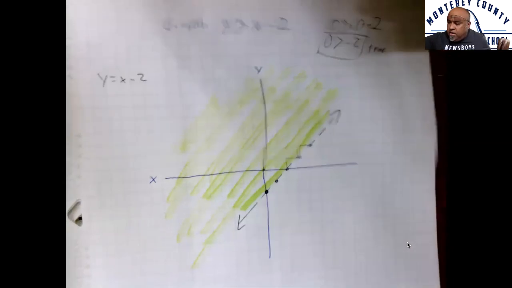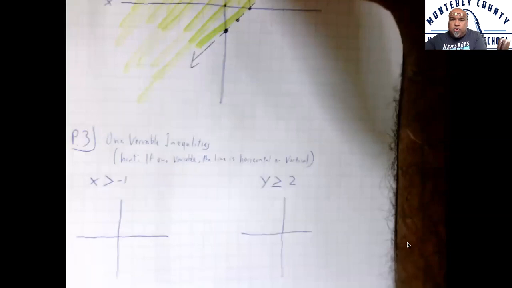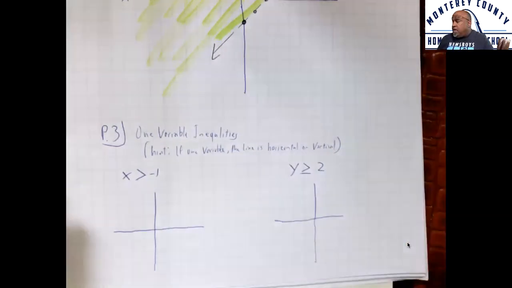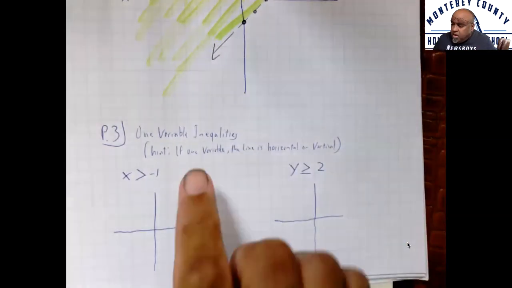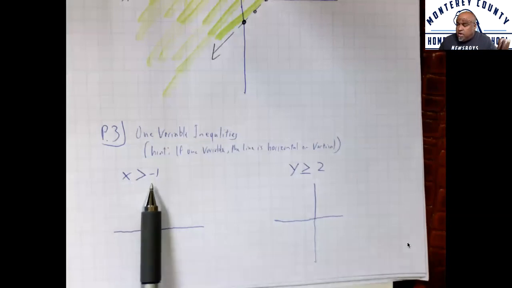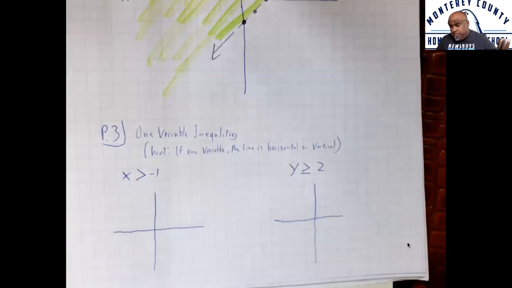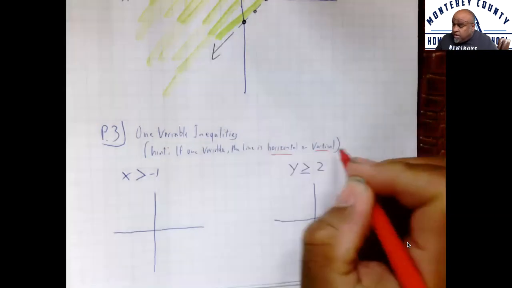All right, so now let's do problem 3. By the way, these are the same problems that are in the book, so it should be fairly easy for you to review this. One variable inequalities. Sometimes you're going to have an inequality or an equation that only has one variable, like x is greater than -1 or y is greater than or equal to 2. In a case like that, the way that they are graphed is simply by making a horizontal or vertical line.